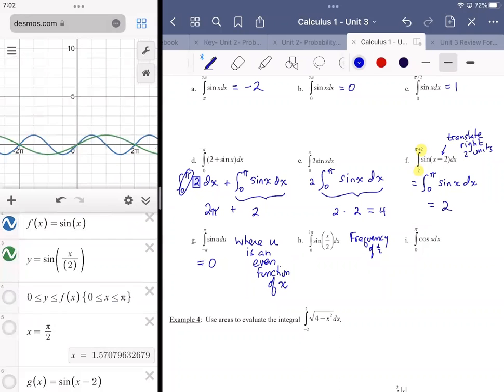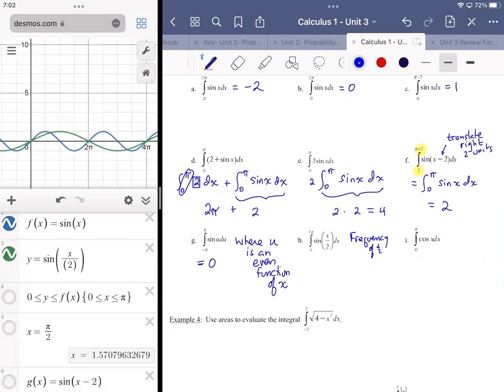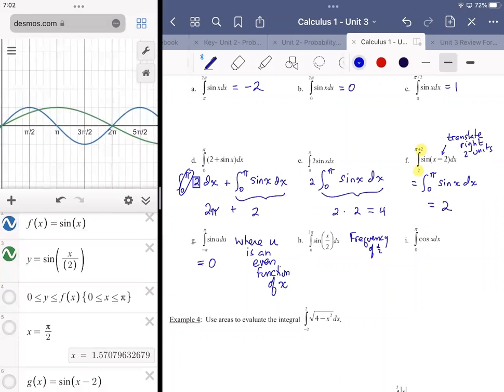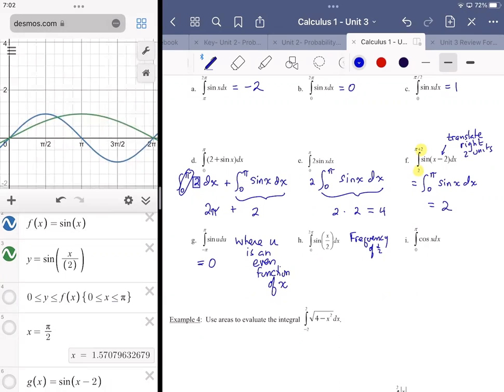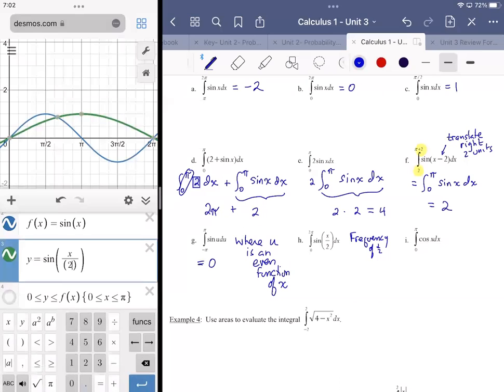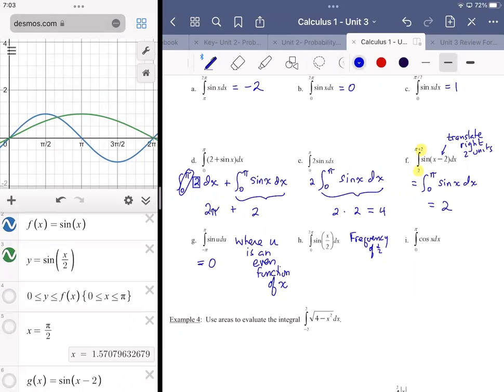If you compare the graphs, I'll just focus on this part. You'll see in the space that it takes to complete one full wave for the sine of x, we're only getting half of the wave for sine of x over 2. So really, what does that mean? Well, it goes back to what I was saying before.